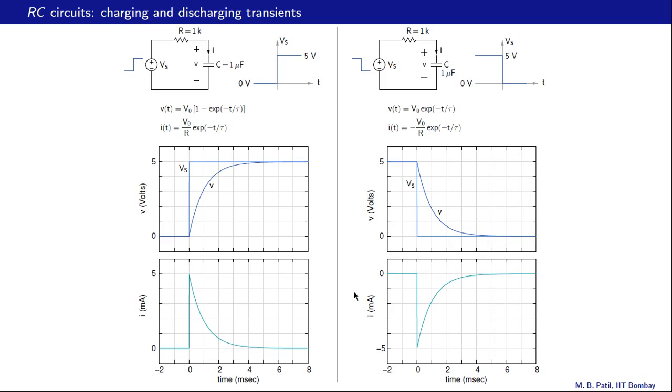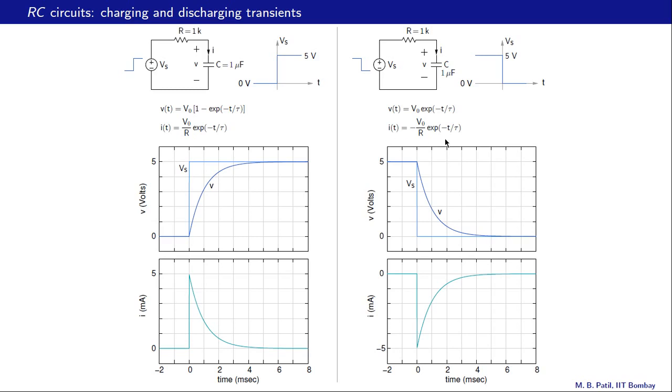Let us look at the current plot now. Here is the expression for the current, and remember that this is valid for t greater than 0. Now at t equal to 0 plus, this exponential factor becomes 1, and we have I of t equal to minus V0 by R. V0 is 5 volts, R is 1k, and therefore we have I of t equal to minus 5 volts by 1k, that is minus 5 milliamps. And that is indeed what we observe in this graph here.